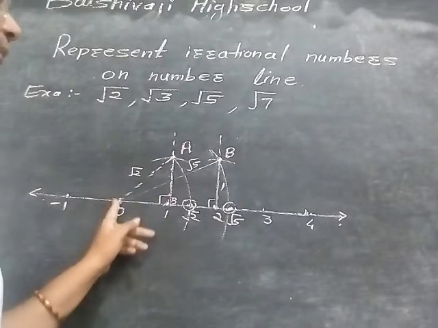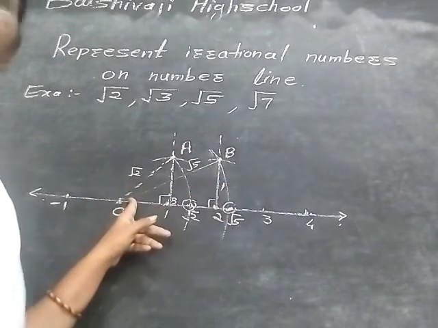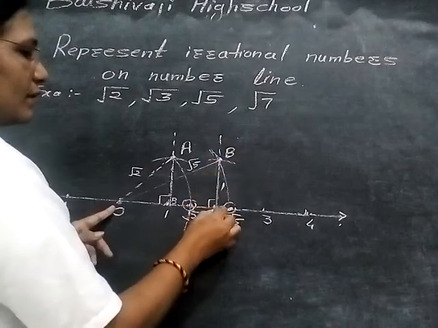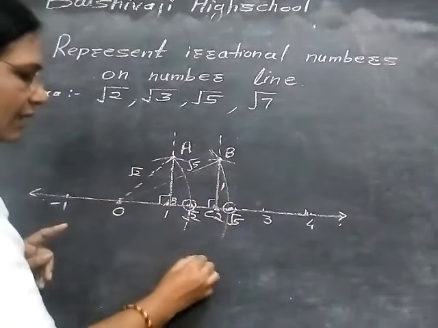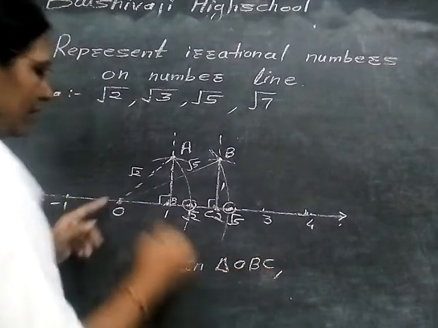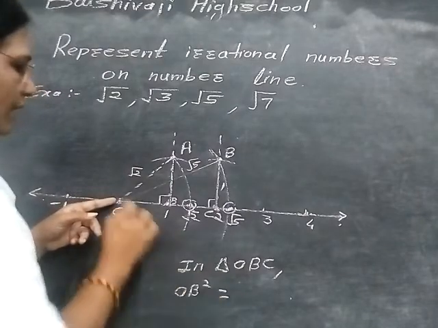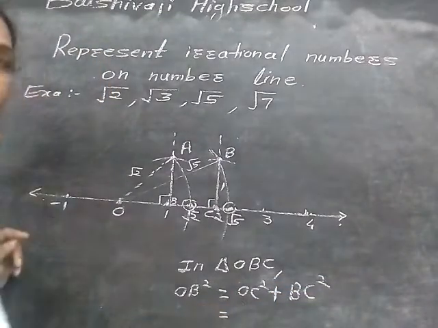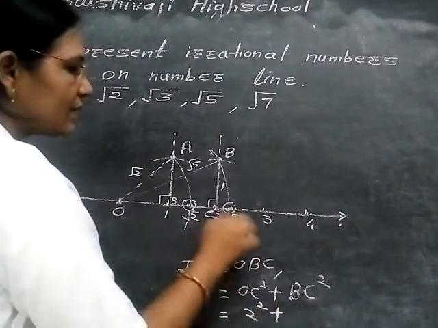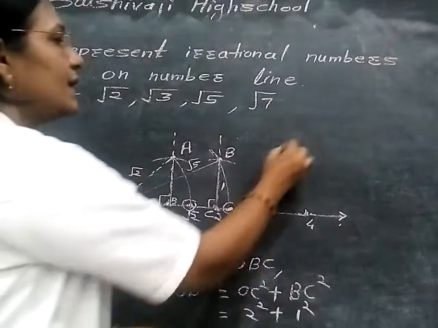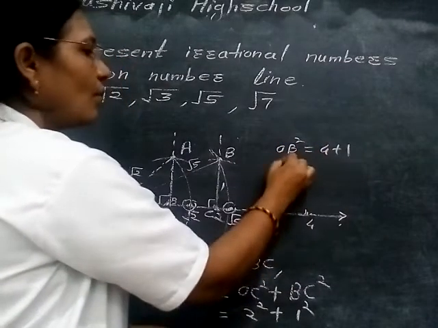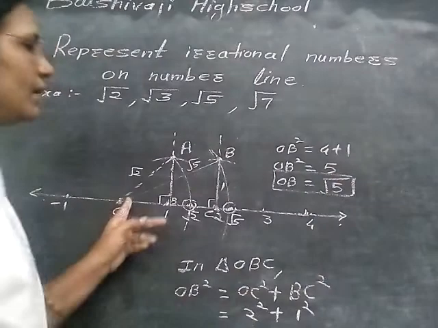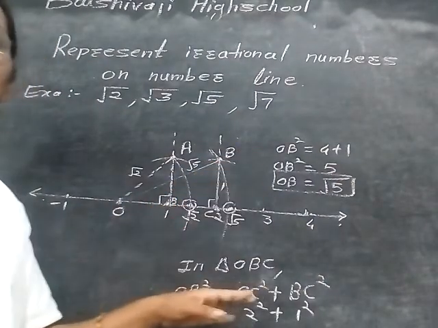If we want to verify whether this distance is root 5 or not, then we consider this triangle OBC. In triangle OBC, the hypotenuse square, that is OB square, is equal to OC square plus BC square. So we put the values. OB square remains as it is, OC is 2 square plus 1 square. 2 square is 4, so OB square is equal to 4 plus 1, OB square is equal to 5, and by taking the square root, OB is equal to root 5. In this manner we can verify this distance is root 5.